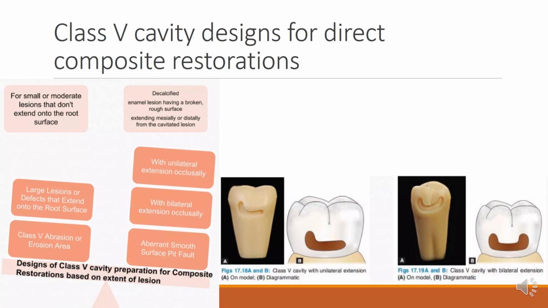Kinds of class 5 cavity preparation for composite restorations are based on the extent of the lesion. They can be indicated for large lesions or defects that extend onto the root surface, class 5 abrasion or erosion areas, aberrant smooth surface pit faults with bilateral extension occlusally or with unilateral extension occlusally, the diagrams of which are given on the right side.